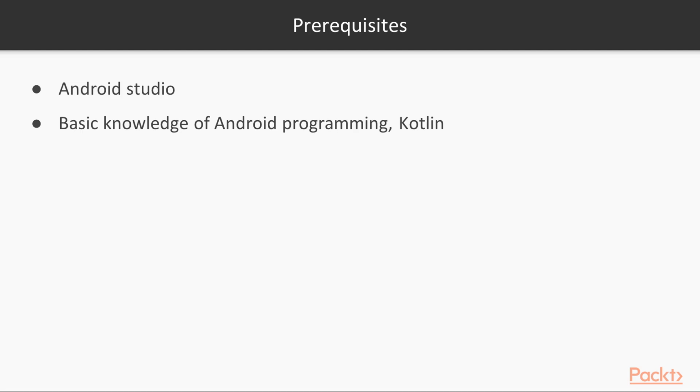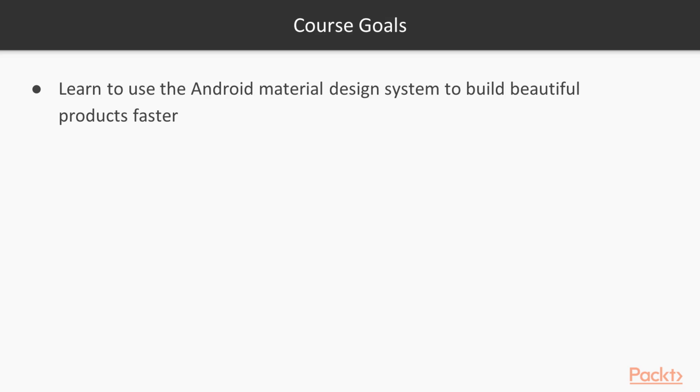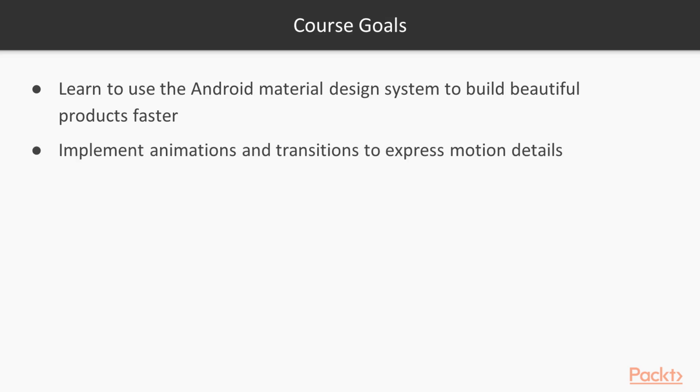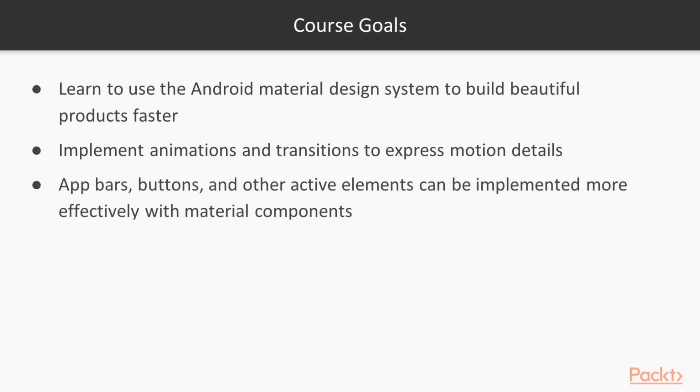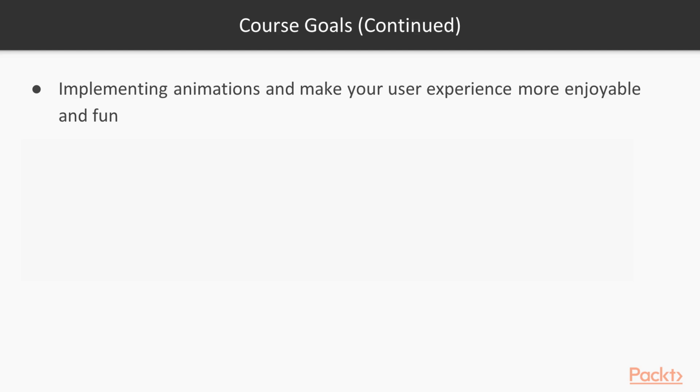Our goal is to help you learn to use the Android material design system to build beautiful products faster, implementing animations and transitions to express motion details. App bars, buttons, and other active elements can be implemented more effectively with material design. Then exploring everything about the latest material design, and implementing animations to make your user experience more enjoyable and fun.